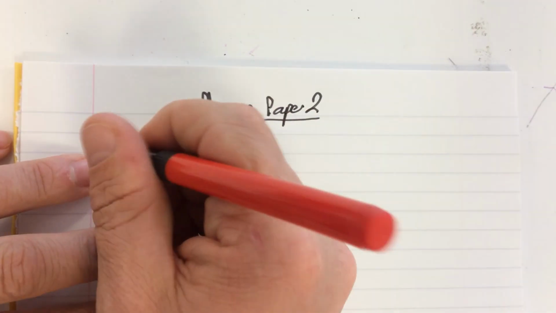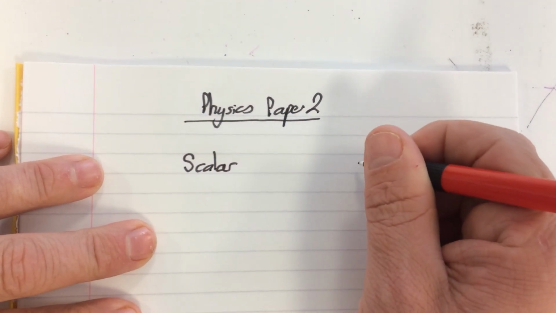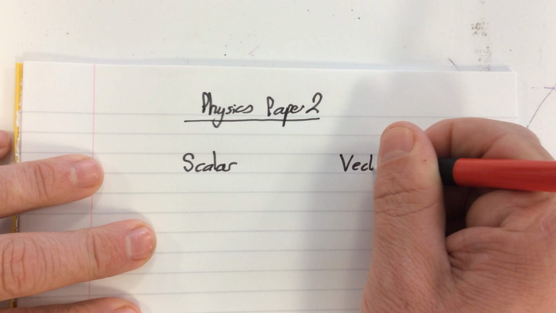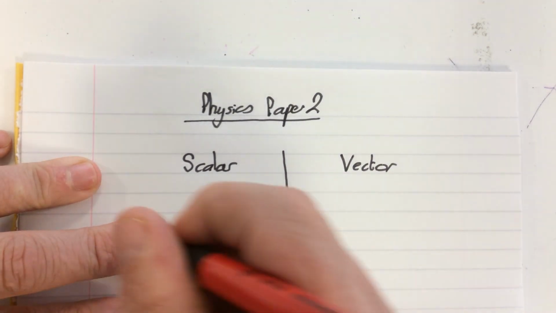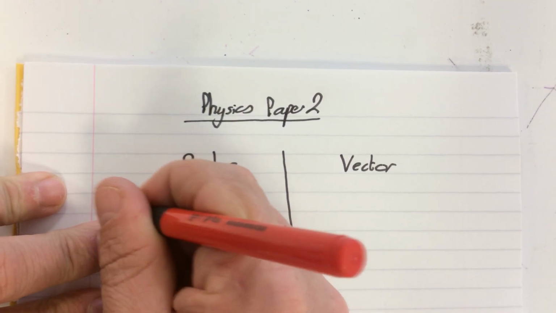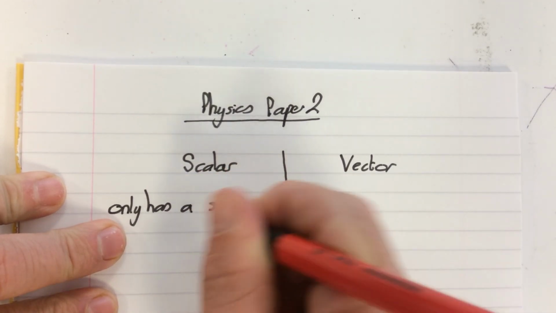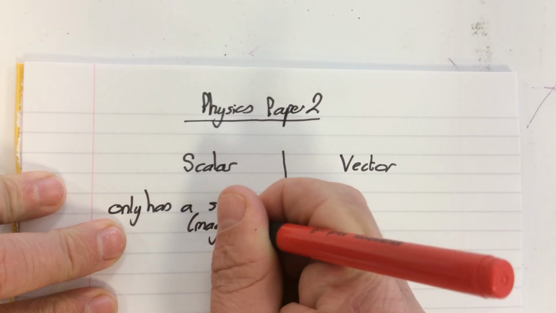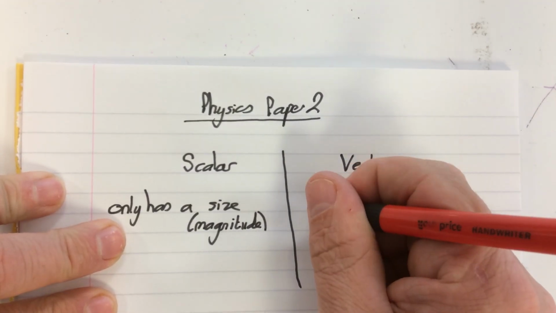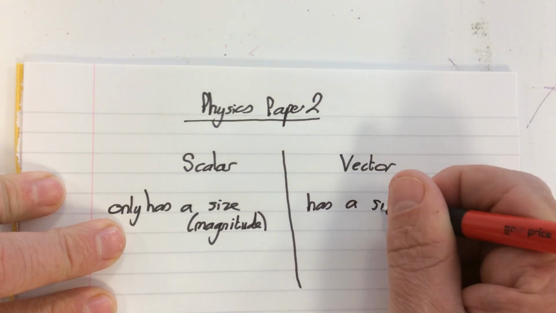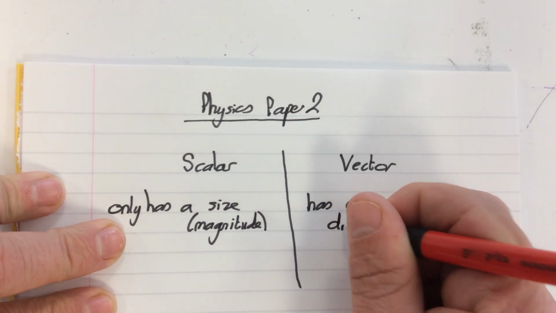Okay, so the first thing is you need to know two really important words that are used to describe different quantities: scalar and vector. They're not words that we're used to hearing. Scalar only has a size, and we tend to use the word in physics magnitude for that. But vector has a size and a direction.